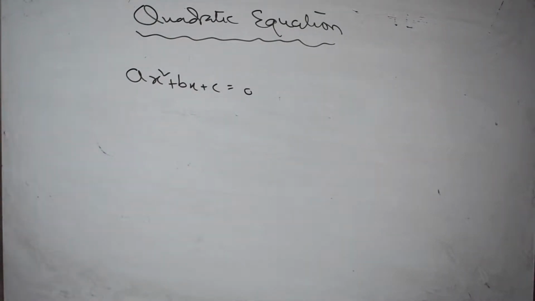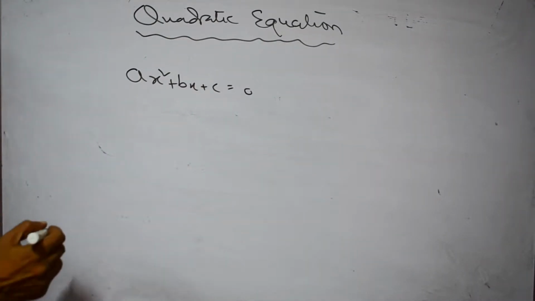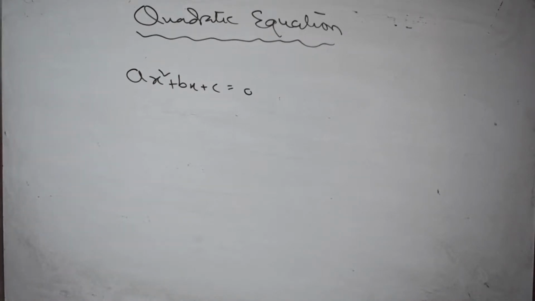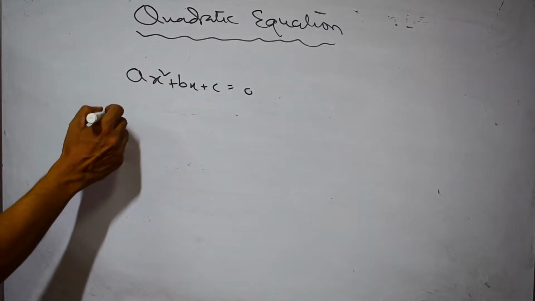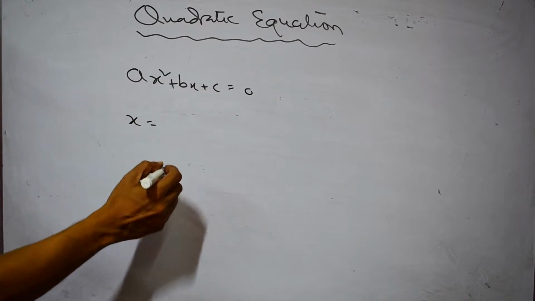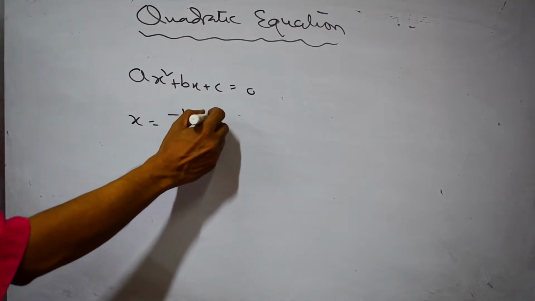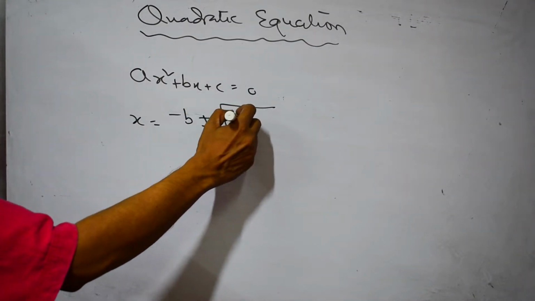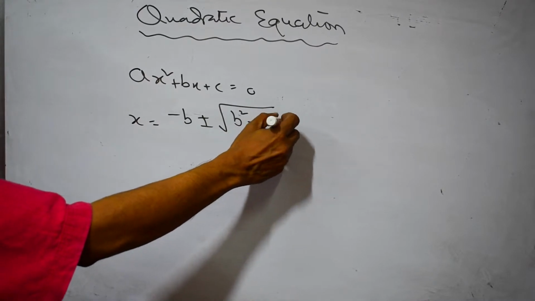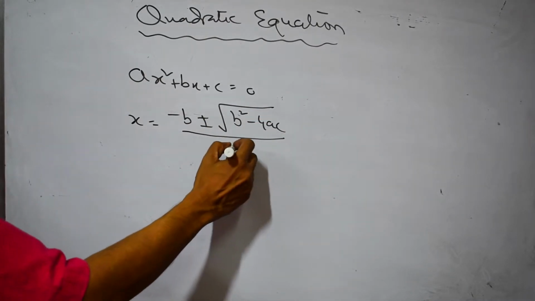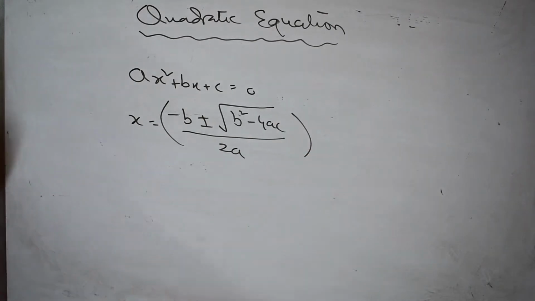Here what we find is that if you want to solve, you will normally get it by factorizing the equation, but we cannot always factorize. So we have a formula for solving this. x can be solved with the formula x equals minus b plus minus root over b square minus 4ac, by 2a. This formula helps us to find out the value of x, or rather values of x.